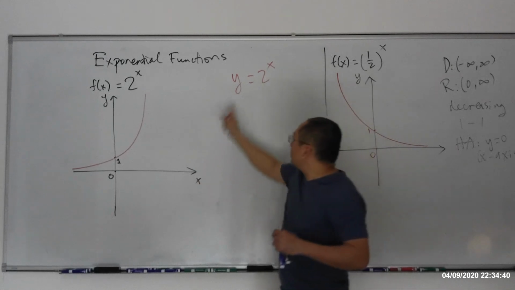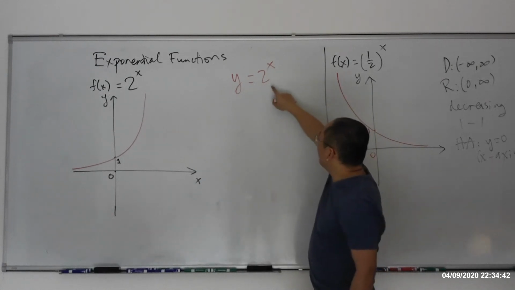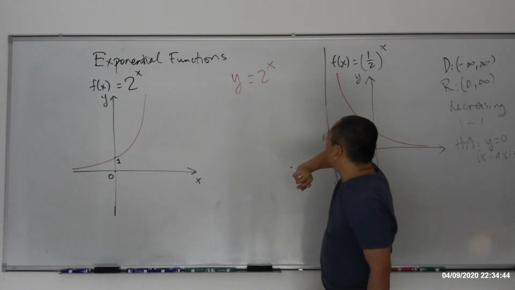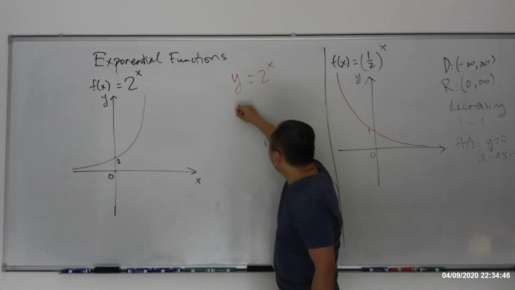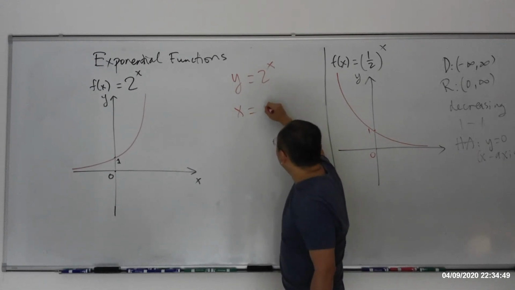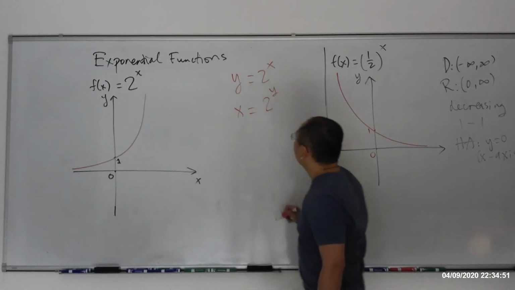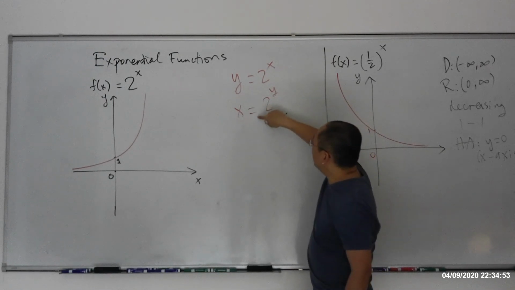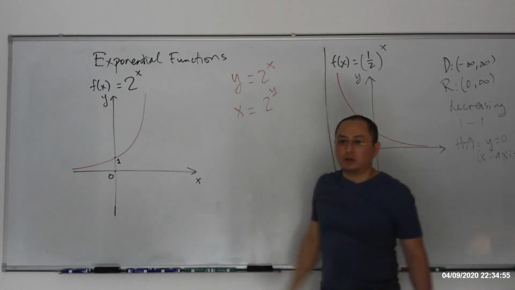Right? One in, one out. It's 1 to 1. It's good, right? Now we're going to interchange the roles of input and output. So x becomes y and y becomes x. You have a new function, x equal to 2 to the y. And this one right here, the new one, is exactly the inverse of the original one.